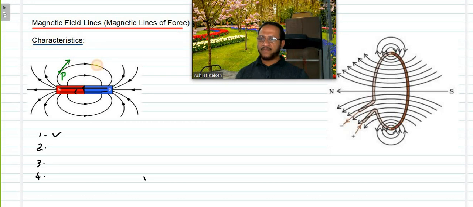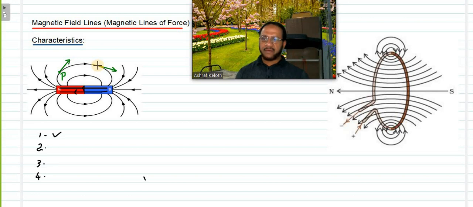Now, if you want to find out the direction of the magnetic field here, draw a tangent here. This will be the direction of the magnetic field at this point. It means if you keep a free north pole, that will move in this direction. Yesterday I told you the direction of the magnetic field is a vector quantity. Its direction is given by the direction of motion of a free north pole. Or if you keep a compass needle here, the direction in which the north pole of the compass needle points will be the direction of the magnetic field.